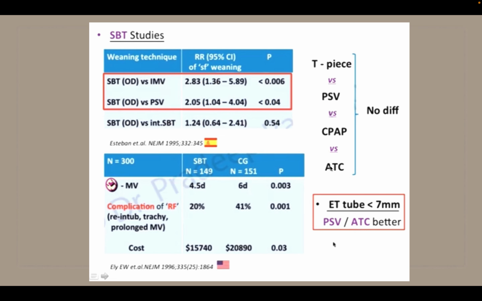Also, if the endotracheal tube diameter is less than 7 millimeter, the pressure support is better. So these were a few of the SBT studies which we would discuss, and I think we will stop at this point, and we will discuss the weaning process further in my next videos.